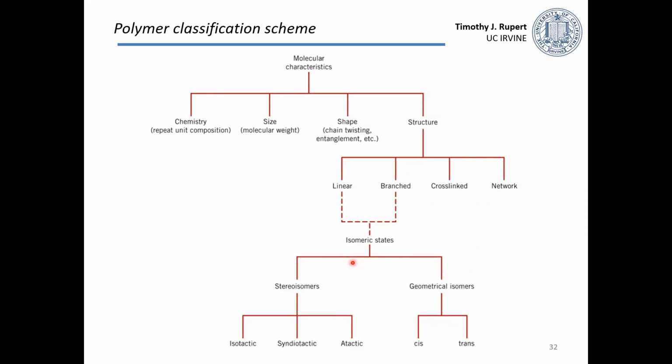So hopefully the main message I want to get across is there's lots of different ways to classify polymers. This table or figure right here is showing you some of the different ways, and it's digging in that each of these main categories of chemistry, size, shape, and structure can also have more and more nuance as we dig down. Just taking structure as an example, we can talk about having linear, branched, cross-linked, and network structure. And then even within a given polymer type that we say has a branch structure, we can have different isomers based on stereoisomerism or geometric isomerism. Okay, so there's lots of different options.